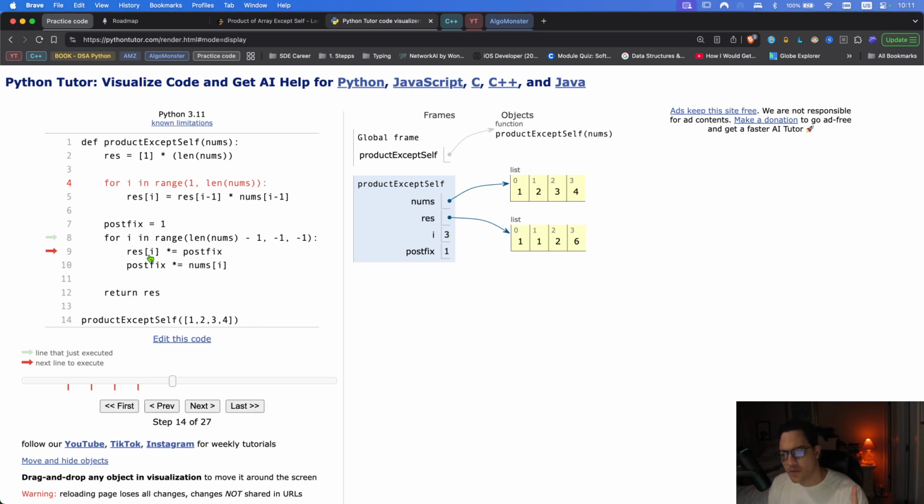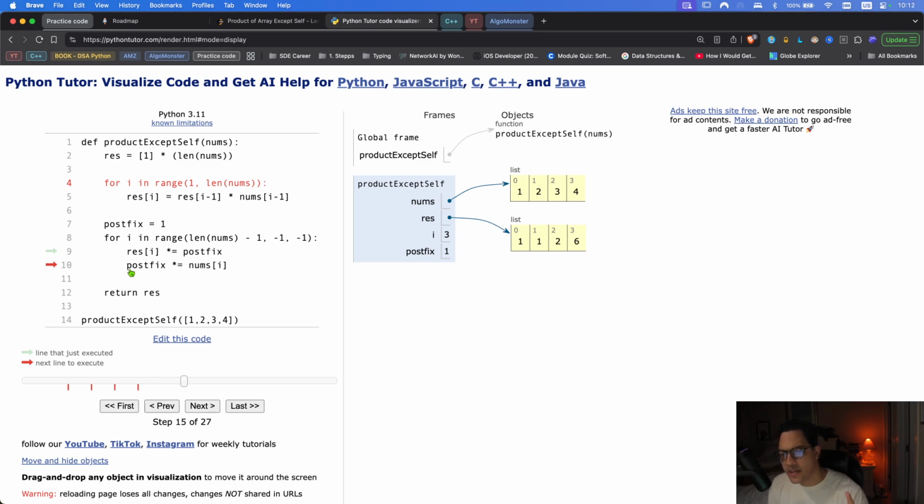The next thing we're going to do is get the product of result at i. So see how i equals 3, where in this resulting array, it's going to be equal to times the postfix right here. So 6 times 1 is going to be equal 6. So that number won't change, okay?